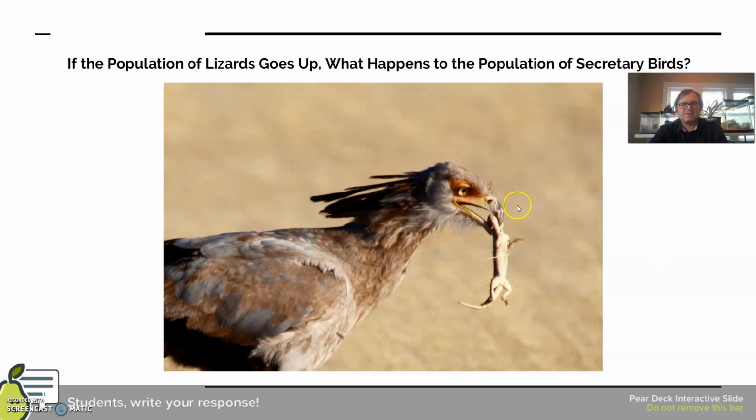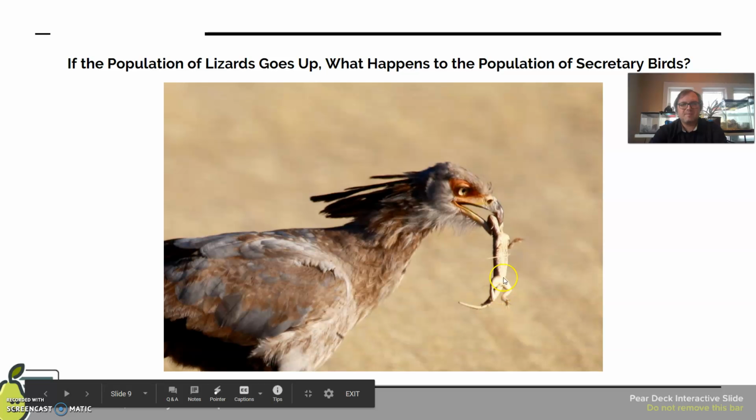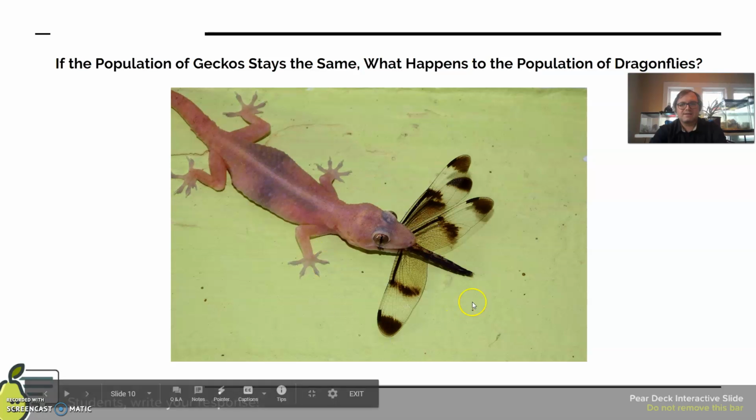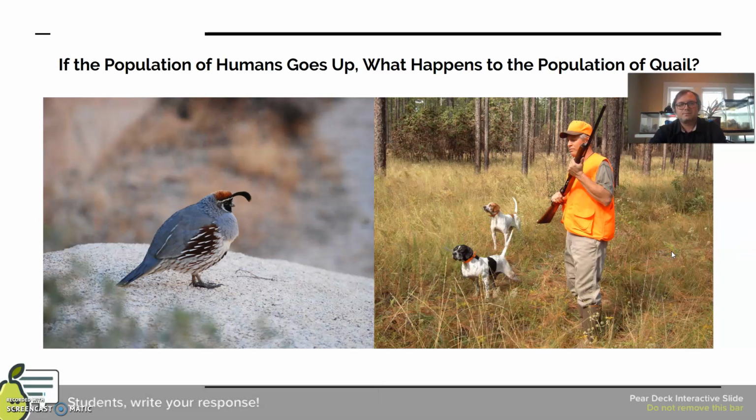If the population of lizards goes up, what happens to the population of secretary birds? It's a predatory bird that loves eating reptiles. If the population of geckos stays the same, what happens to the population of dragonflies? Go ahead and think about that one. And then finally, if the population of humans goes up, what happens to the population of quail? Think about that one.